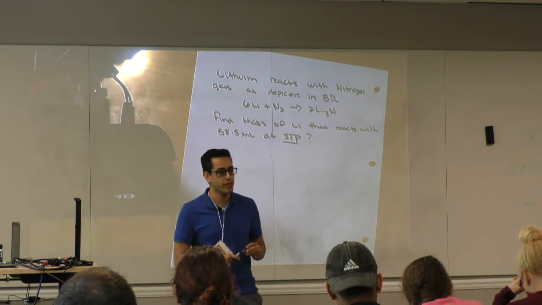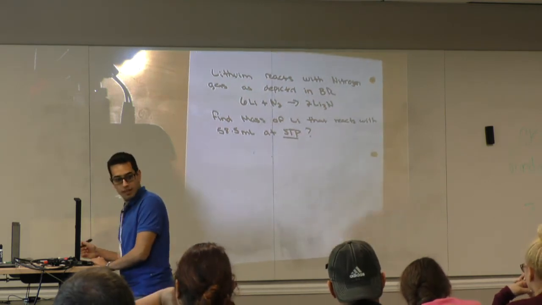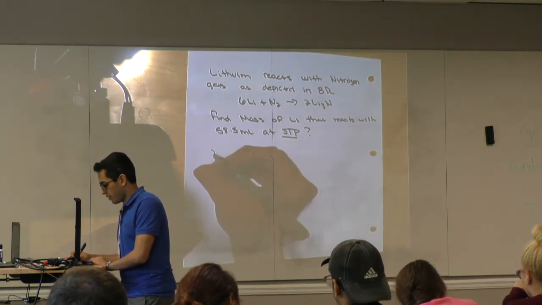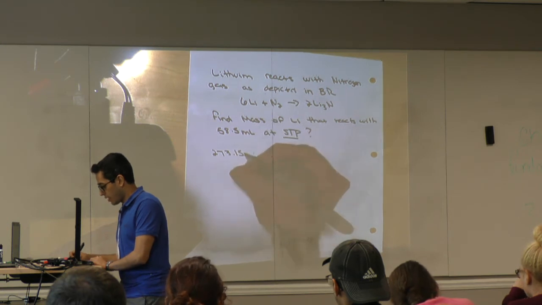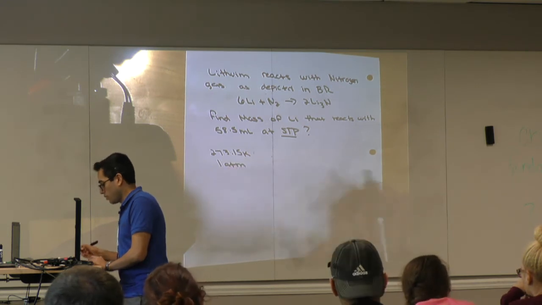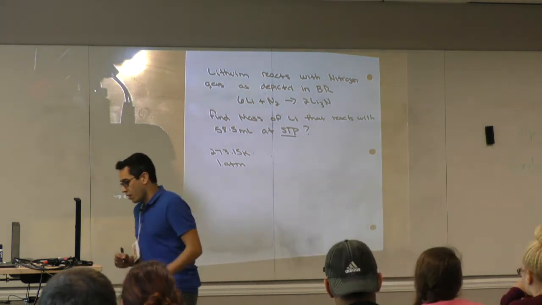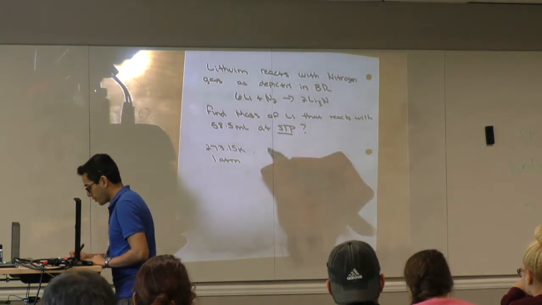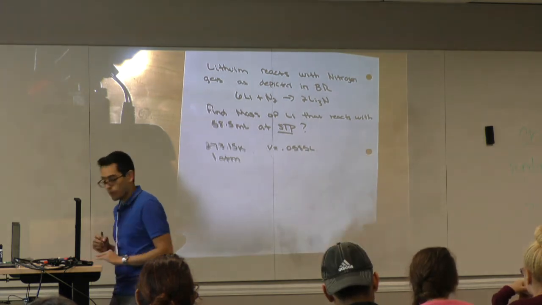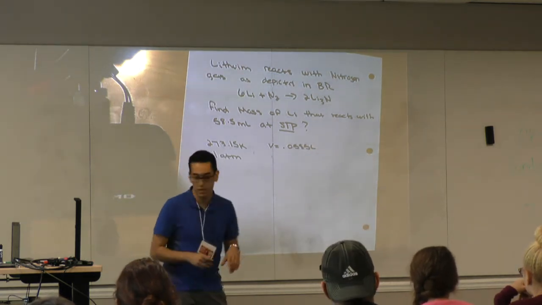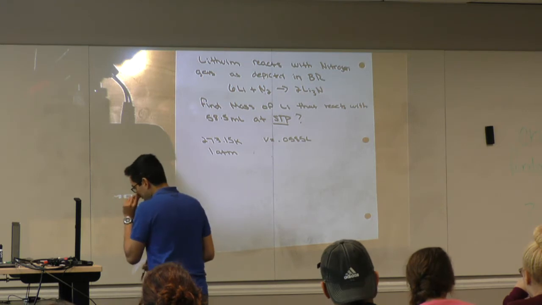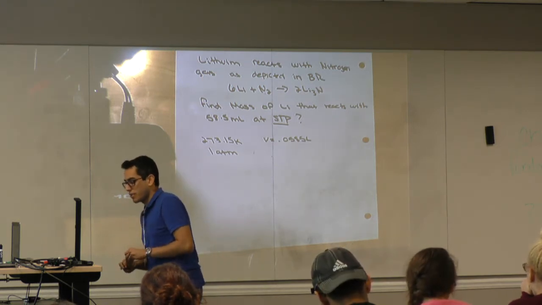Exactly. And what are those units for STP? Yeah, it's 0 Celsius or 273.15 Kelvin. What's the pressure? 1 atm, exactly. So we already know that. We also know that our volume is 0.0585 liters. We like things in liters, so that's why I converted it. Right? And so now we can work.